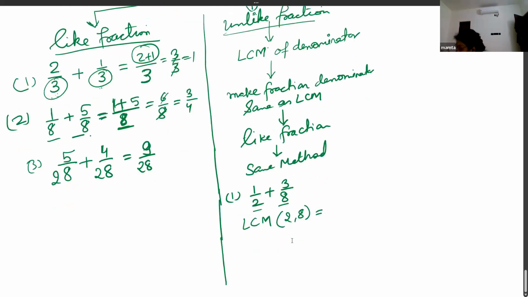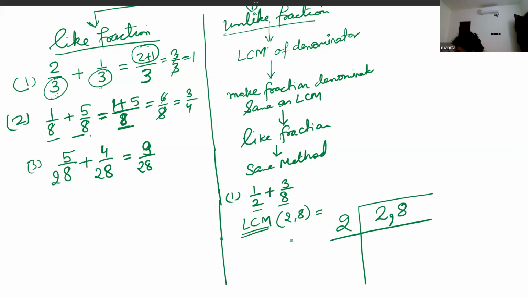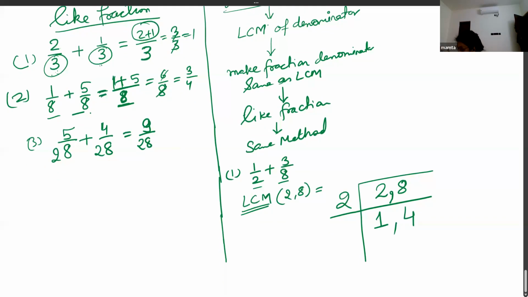Okay, don't know LCM, I'll tell you. See, how to take the LCM? LCM is the least common multiple, okay? So, we will divide 2 and 8 with some common multiple. 2 and 8 can be divided with 2, okay? So, if I divide 2 with 2, it will go one time. 2 ones are 2 and 2 fours are 8. Okay, write the quotient.